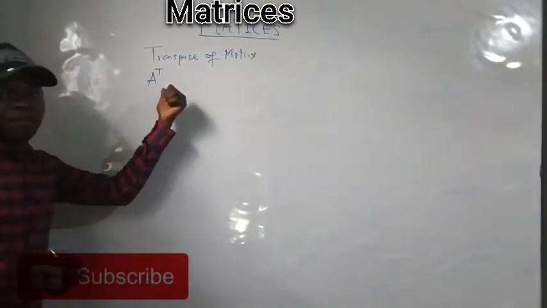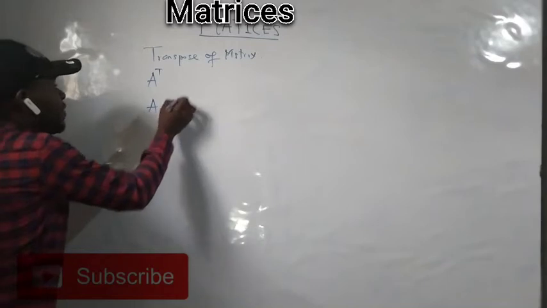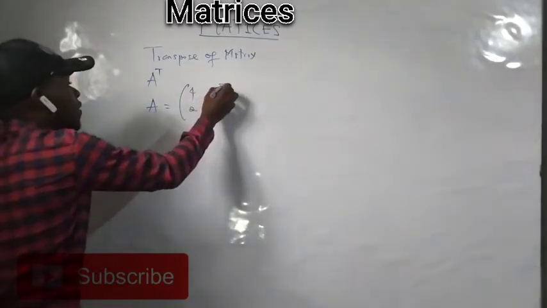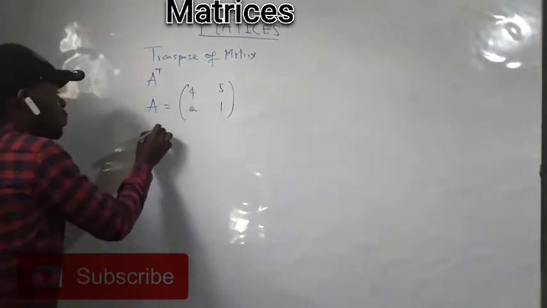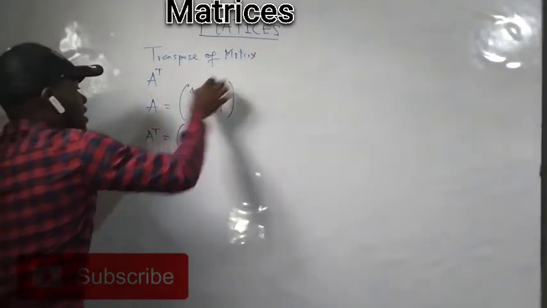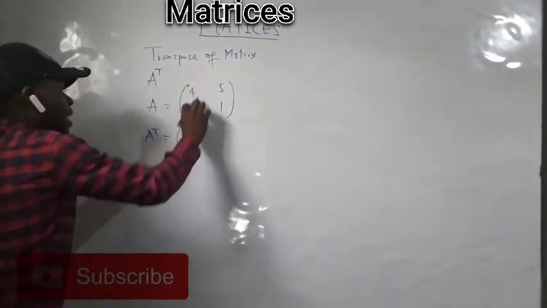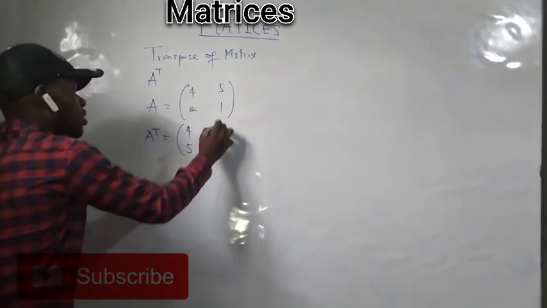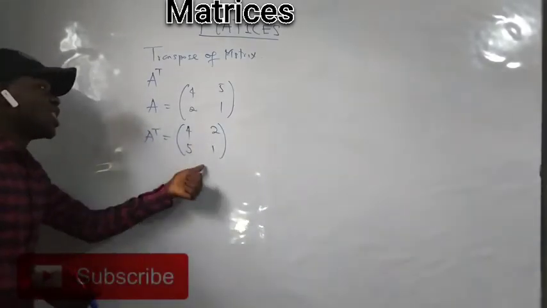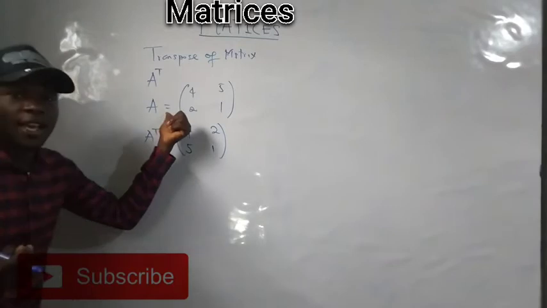For instance, if matrix A is given to be 4, 2, 5, 1, your transpose will be what? I convert this row down to a column, so it becomes 4, 5, and this row down to a column becomes 2, 1. This is referred to as the transpose of matrix A.